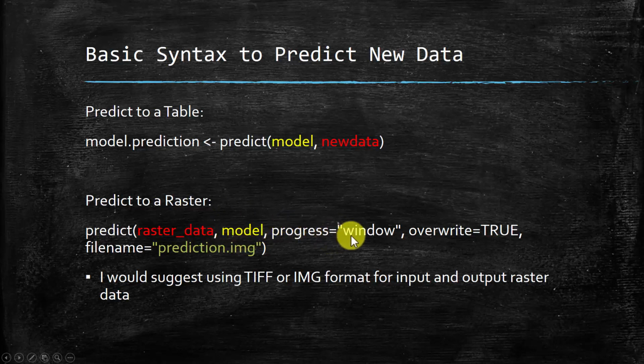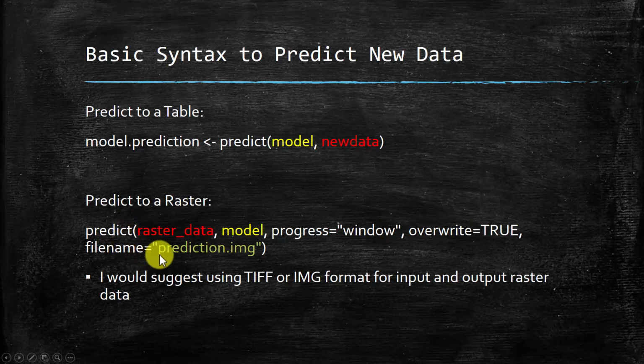This progress window shows how the prediction is progressing. That can be useful because if you have a very large raster, it could take some time, so it's nice to know if it's actually moving along at a decent rate. Overwrite equal to true means that if you already wrote a raster output, it's going to let you overwrite it. If it's false, you're going to have to change the name of the output. It's not going to let you overwrite an existing file.